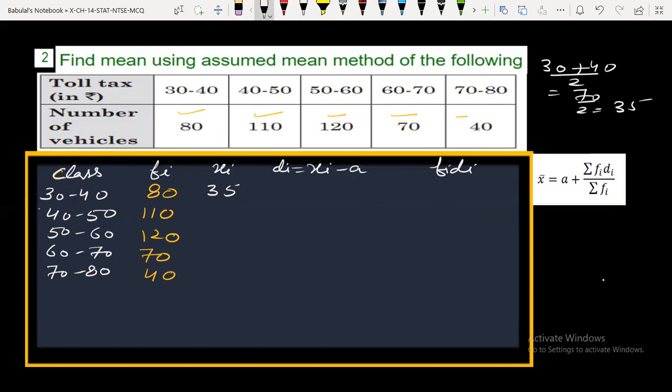Similarly, 40 plus 50, 90, lower limit plus upper limit divided by 2, and 90 by 2, this will be 45. Then for the third class, 50 plus 60, 110, 110 divided by 2, this will be 55. For the next class, 60 plus 70, 130 divided by 2, this will be 65. Then 70 plus 80, 150, 150 divided by 2, that is 75.